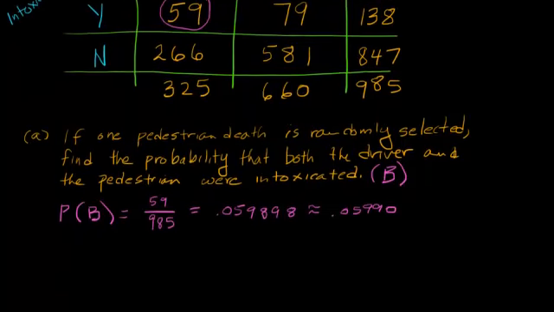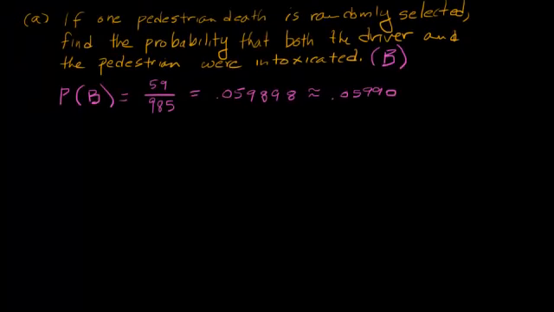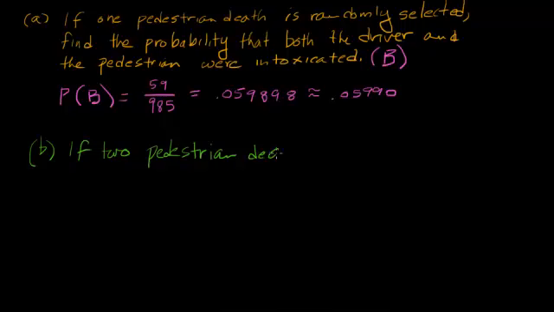Okay, let's look at part B. If 2 pedestrian deaths are randomly selected, and now you should be thinking, okay, you're going to select 2. How are you going to do this?